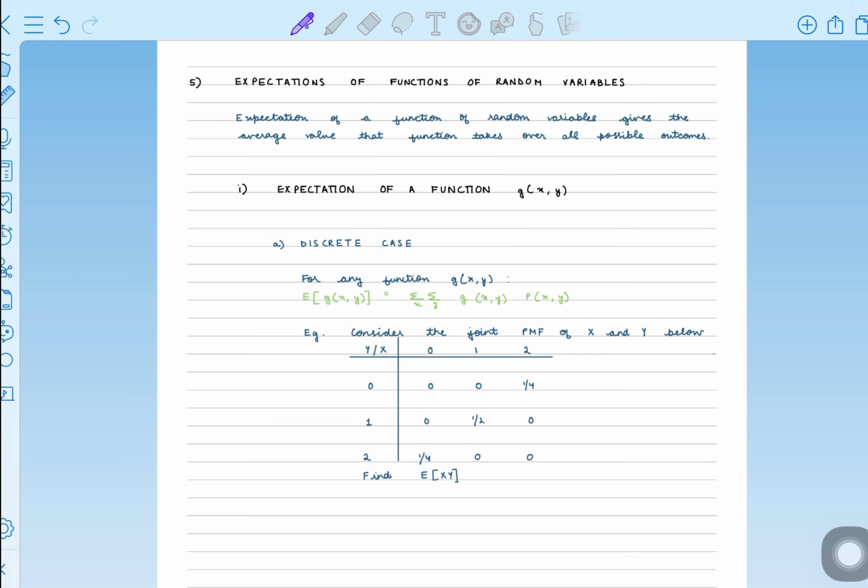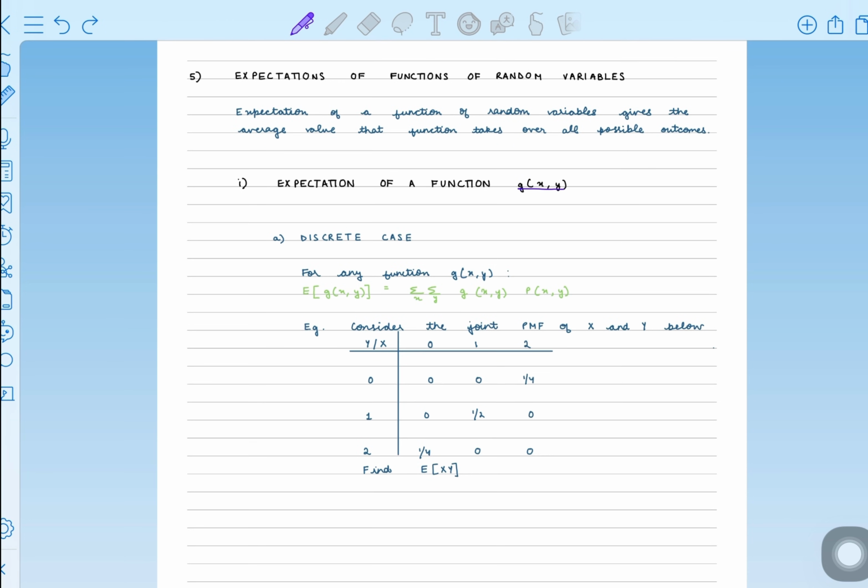We now move on to the expectations of functions of random variables. The expectation of a function of a random variable gives us the average value of that function over all possible outcomes. Suppose we have a function g of x, y. We want to find its expected value.